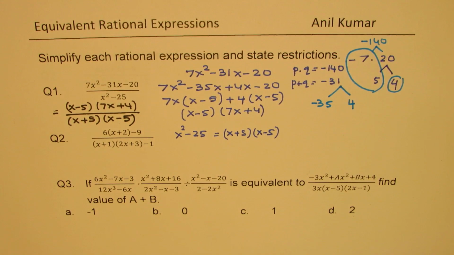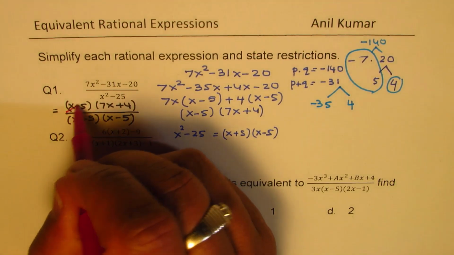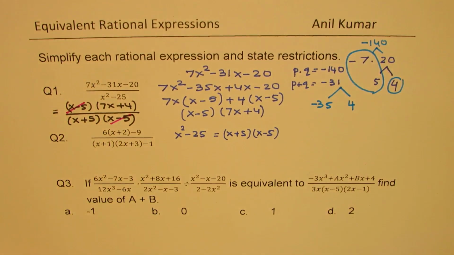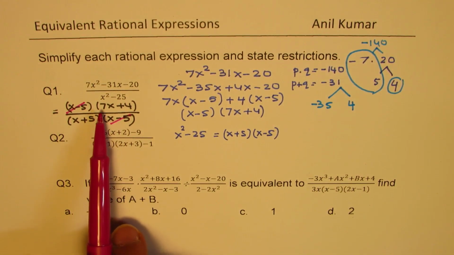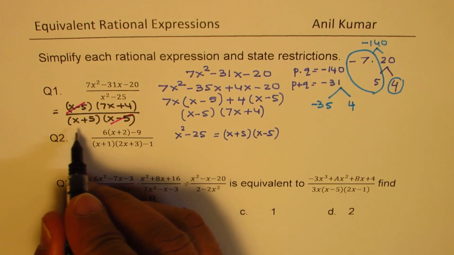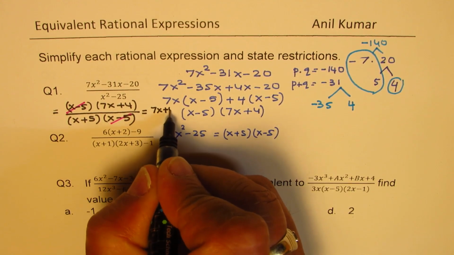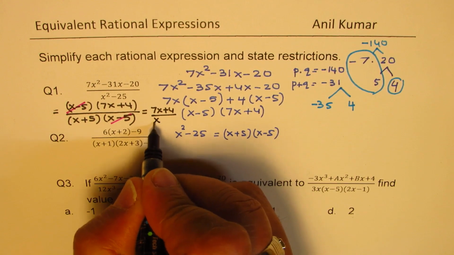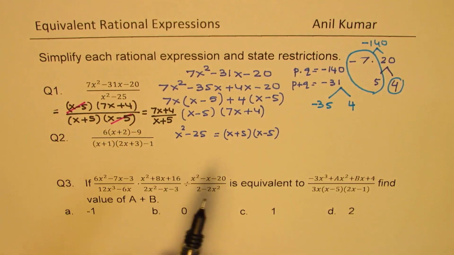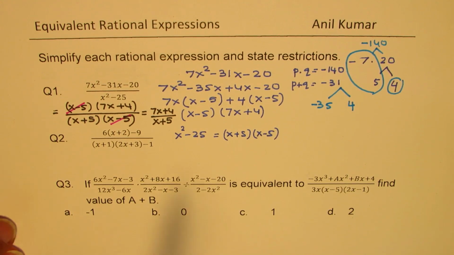So from here, you see we could cancel the common factor, which is x minus 5, right? So what we get here is 7x plus 4 divided by x plus 5. Clear? So that becomes an equivalent expression. Now if I leave it here, it is kind of wrong, correct? Because we didn't state the restrictions.